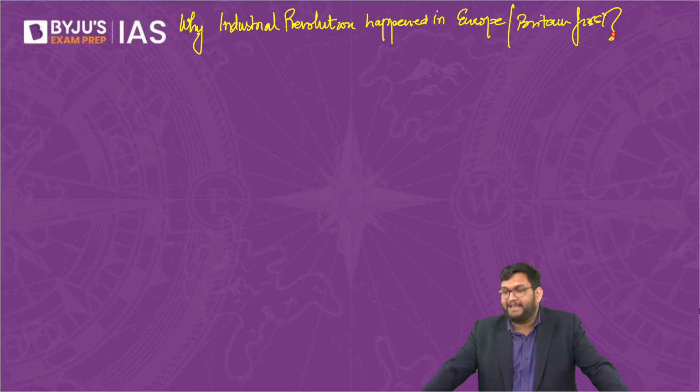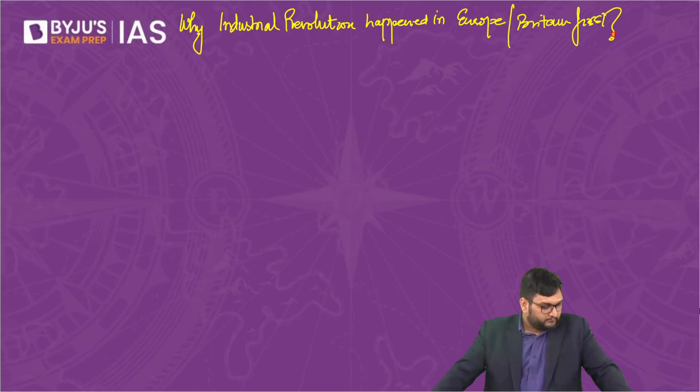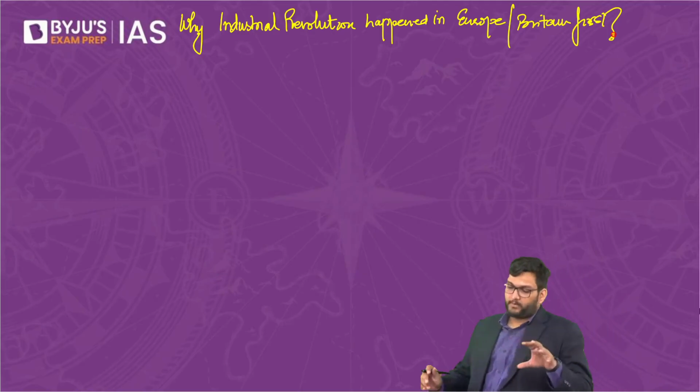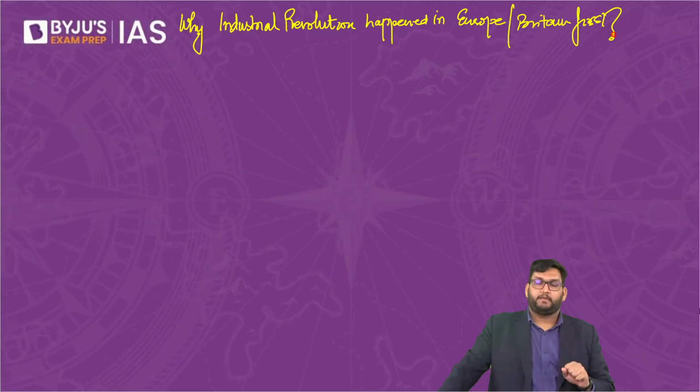See, I'll phrase it for you, and let's see. I'll phrase it for you. A lot of people say that industrial revolution happened in Britain because of India. Would this be a right statement or a wrong statement?